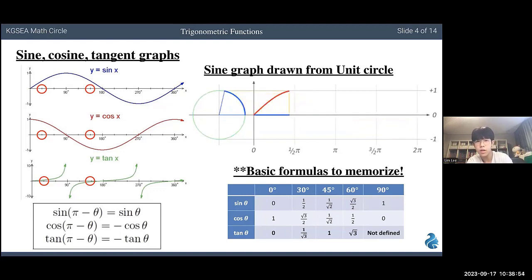It's also useful to note here that tangent 90 is not defined because, if we remember, by definition, tangent is equal to sine theta over cosine theta. But if cosine theta is equal to 0, then we can't define it because in math, dividing by 0 usually leads to bad results.